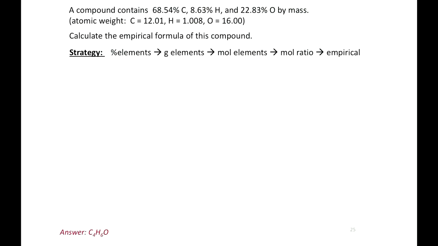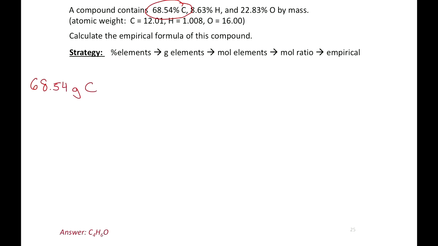So here I have a compound. It has 3 elements present by mass. So here's your strategy. It's the same slide, but all condensed here. We have carbon, hydrogen, and oxygen. Let's get the empirical formula. So I give you percentages. My first step is to get all of these elements in grams. So how do I do that? Just assume we have 100 grams of sample. So if I have 100 grams of sample, how much carbon do I have?